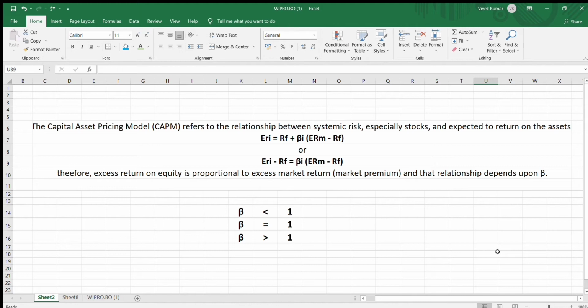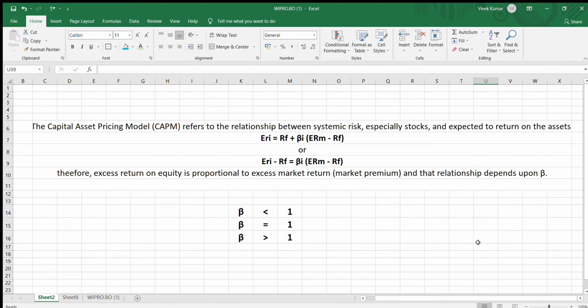This is Vivek and today I am going to discuss the capital asset pricing model. I will show you how to calculate beta in Excel and also interpret its results. So let's begin. CAPM is the relationship between systematic risk and expected returns on an asset. Here, systematic risk is the non-diversifiable risk, also called market risk, while beta is the sensitivity.